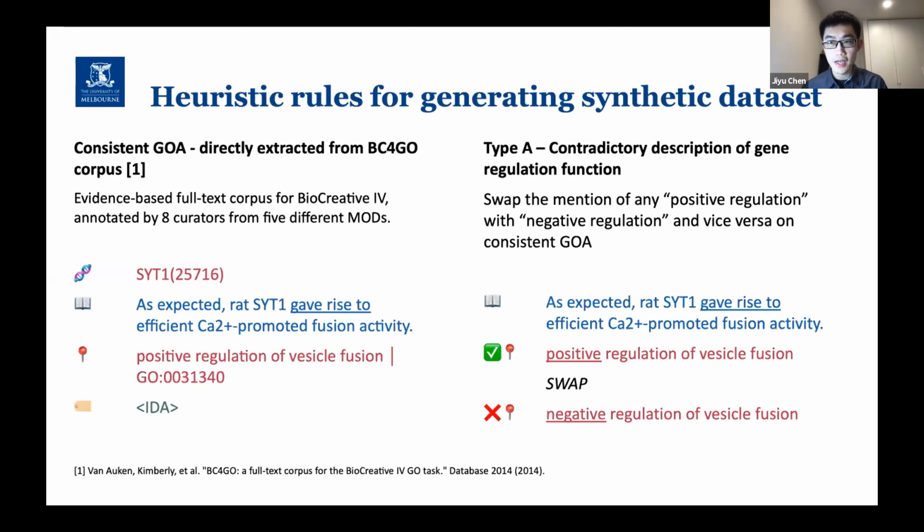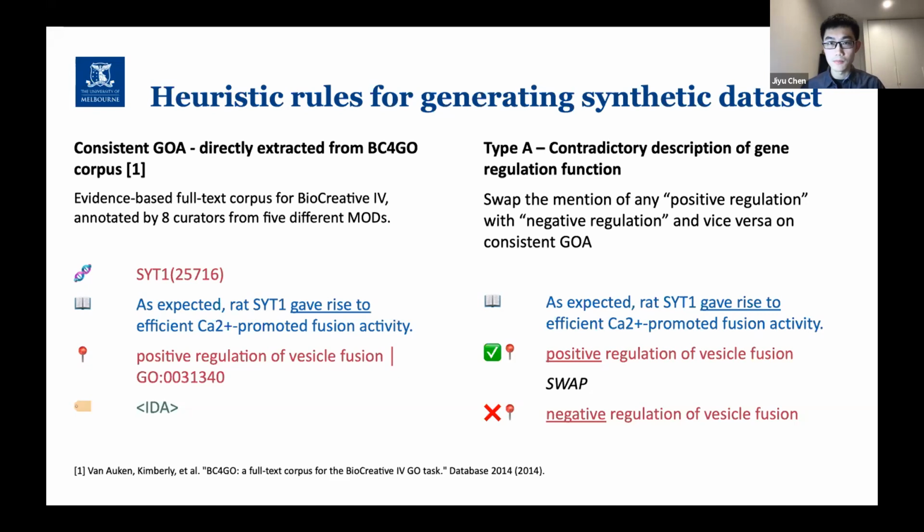So the left side demonstrates a manually curated GO annotation sampled from the corpus created for BioCuration 4. Each annotation contains a gene product information, an evidence text directly extracted from the full text article, a selected GO term, and an evidence code.